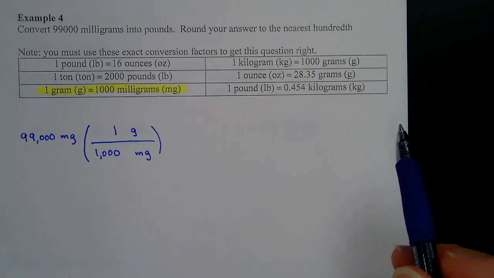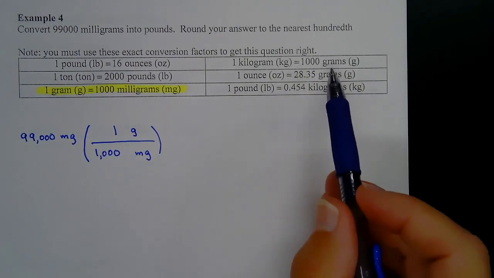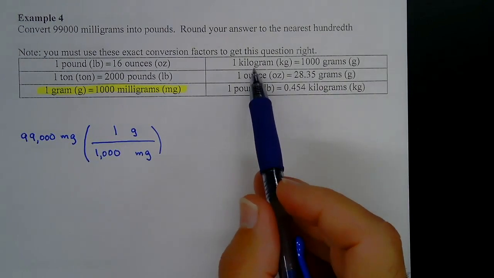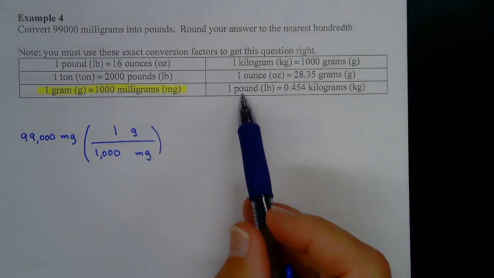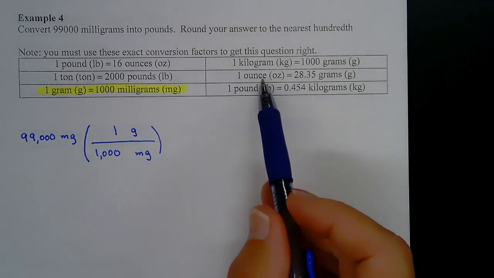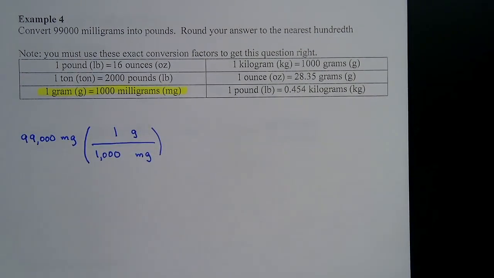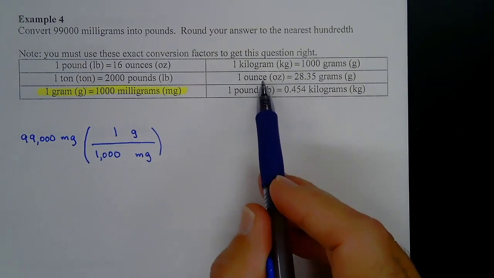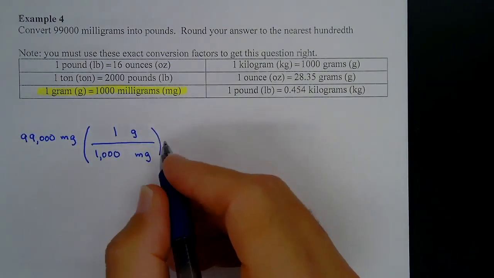No, we don't, huh? Grams to ounces. We have grams to kilograms, and then kilograms to pounds. We could do that way. You could also do grams to ounces and then ounces to pounds. So there's a couple ways of doing this. I'm going to go grams to ounces and then ounces to pounds. All right, so here we go.